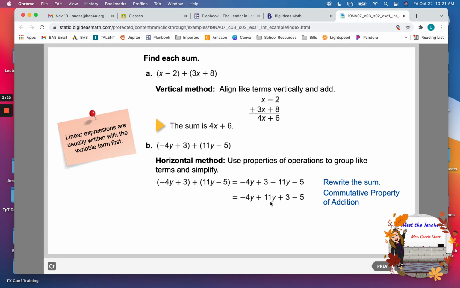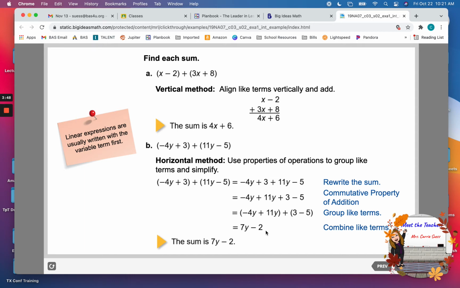All right, so now we're going to add. What is 11 plus a negative 4? Elliot. 7. That was the longest 7. Thank you. 7y. And then 3 minus 5 is negative 2. So then you see 7y - 2 is your final answer. This is just simplifying expressions.